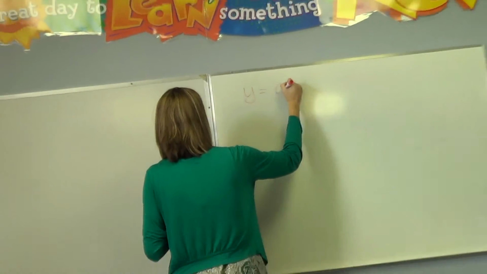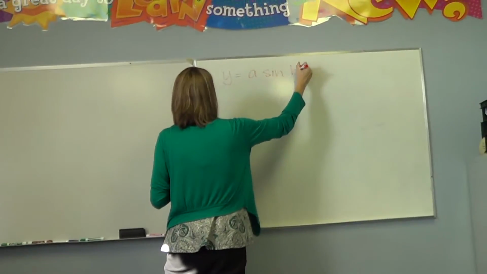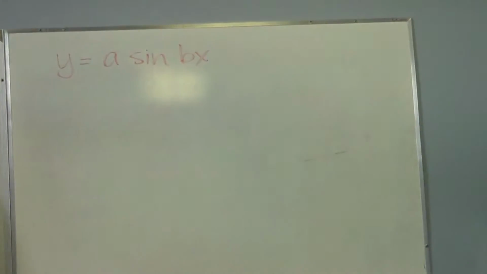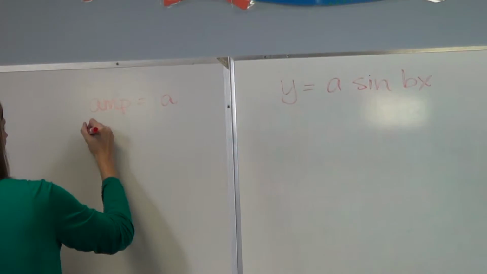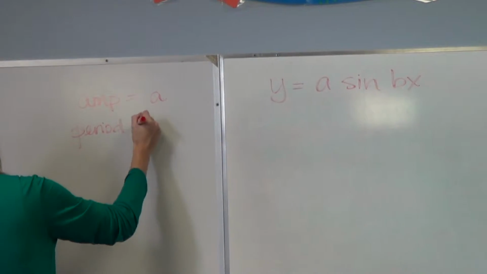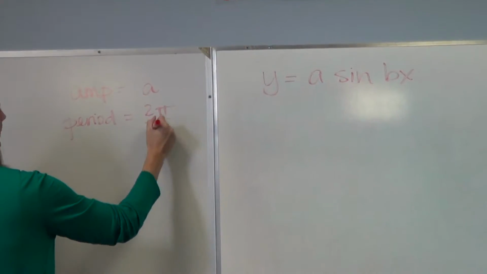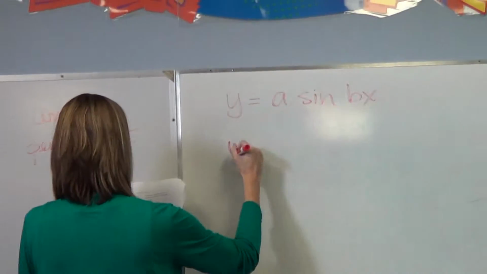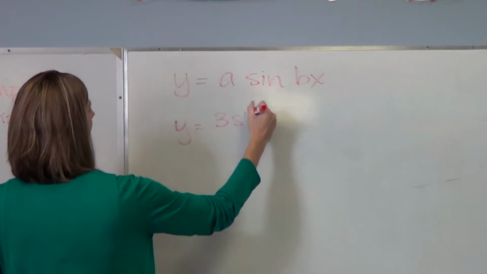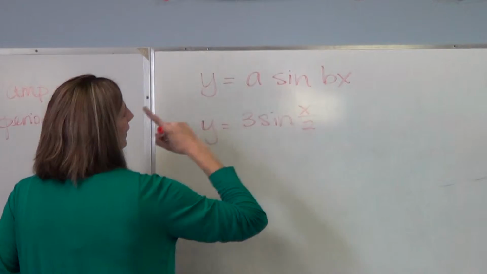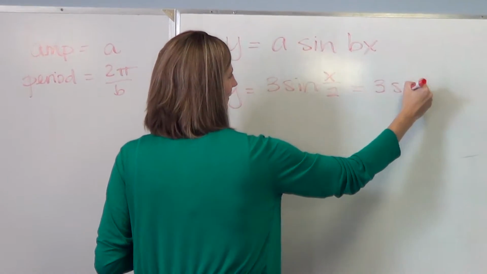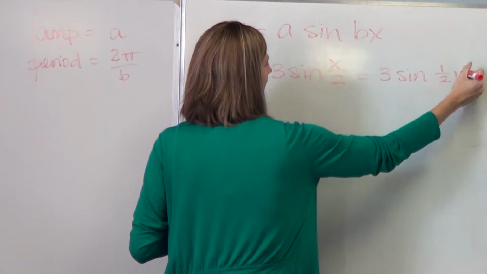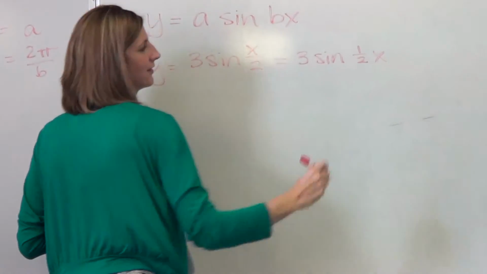Pretty much so the general form is a sine of bx, right? And the amplitude is a, and the period is 2 pi divided by b. So we have, in this case, y equals 3 times the sine of x over 2. If we wanted to look more like this, we can rewrite that as 3 sine of 1/2 x.